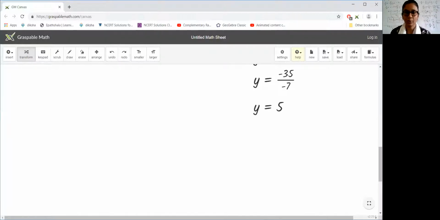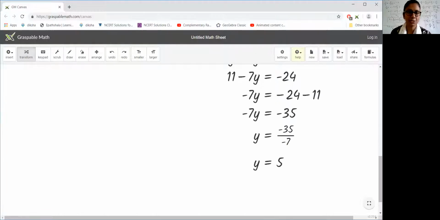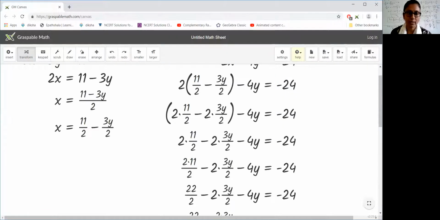Okay, so this is my y, which I have to substitute here. If I put y is equal to 5 here, what will happen? 11 by 2 minus 15 by 2, right? So 11 by 2 minus 15 by 2 will become negative 4 by 2, which will give my value of x as negative 2. Did you get it?